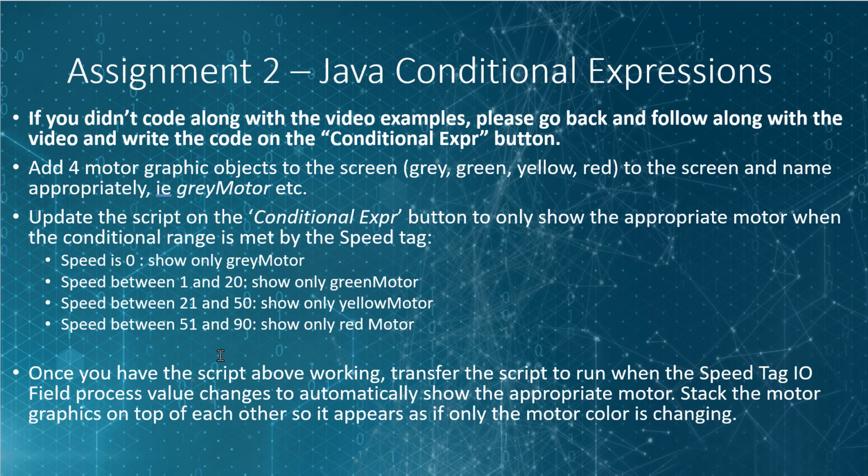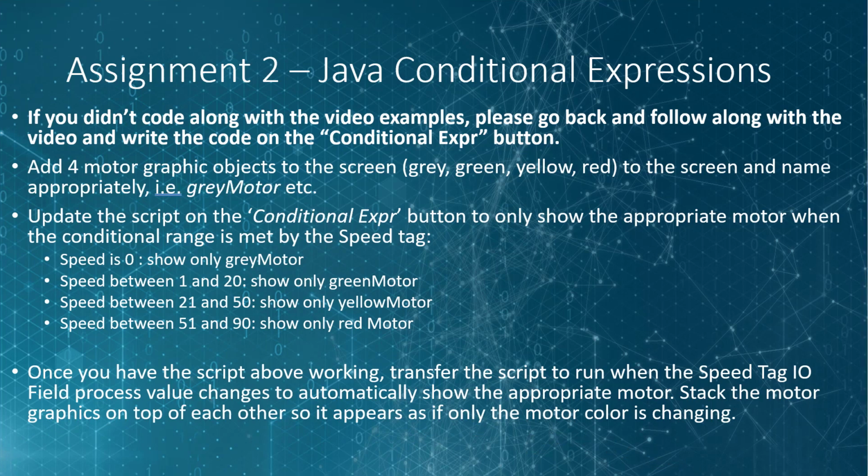Once you have that working, let's make it actually useful. I want you to take the script off the button that you just completed and put it on the change event of the IO field where we're showing the speed tag. Modify the script so that it runs every time the value changes to automatically show the appropriate motor. And stack the motor graphics on top of each other so it appears as if only the motor color is changing.